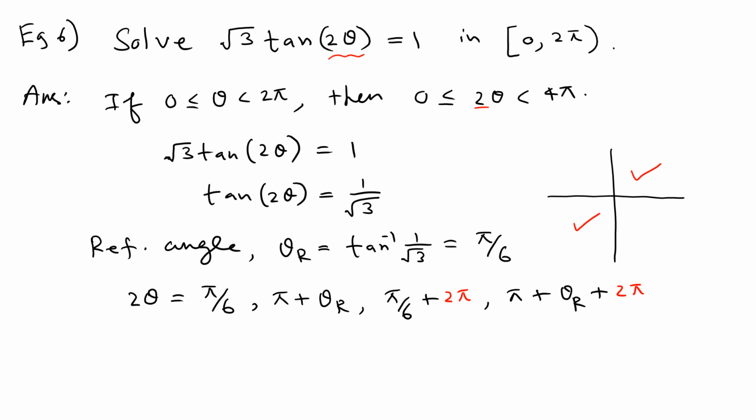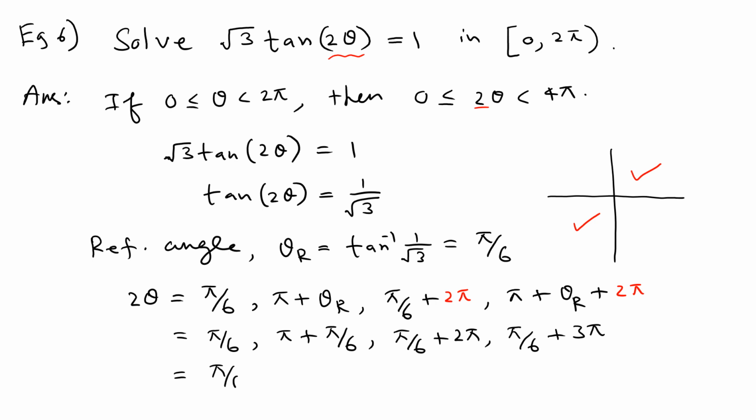So now if you simplify these, the angles are gonna be pi over 6. So this one is pi plus pi over 6, and the next one is pi over 6 plus 2 pi, and then we have pi plus pi over 6 plus 2 pi. In this case, you can write this one as pi over 6 plus 3 pi. That's the easy way to write it. So if you simplify, you're going to get the angles: pi over 6, that's the first one, and this is 7 pi over 6.